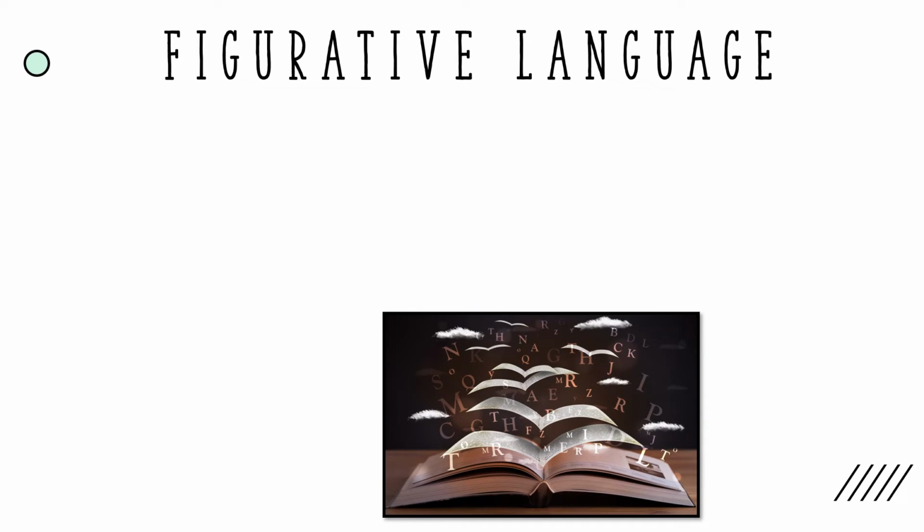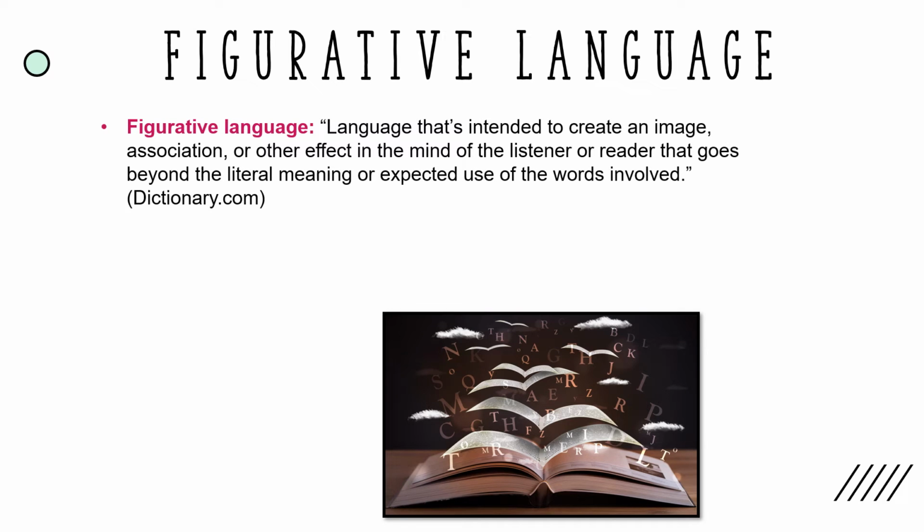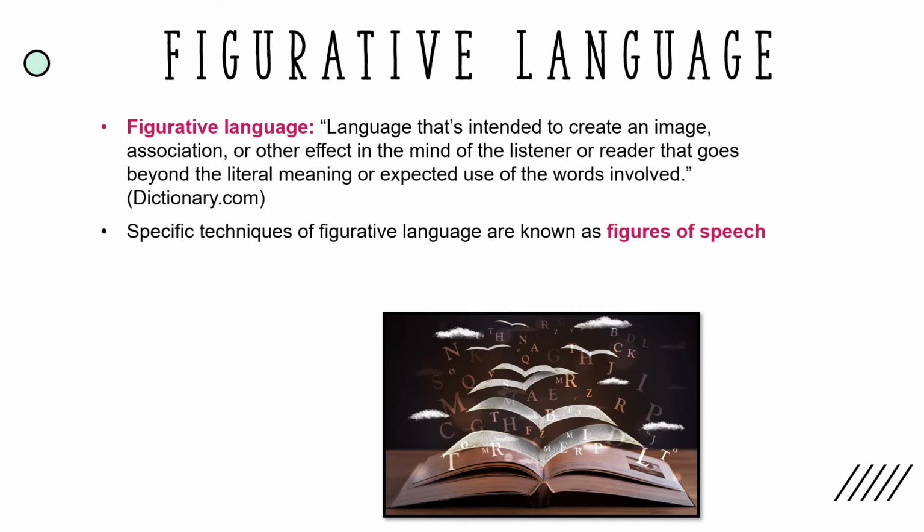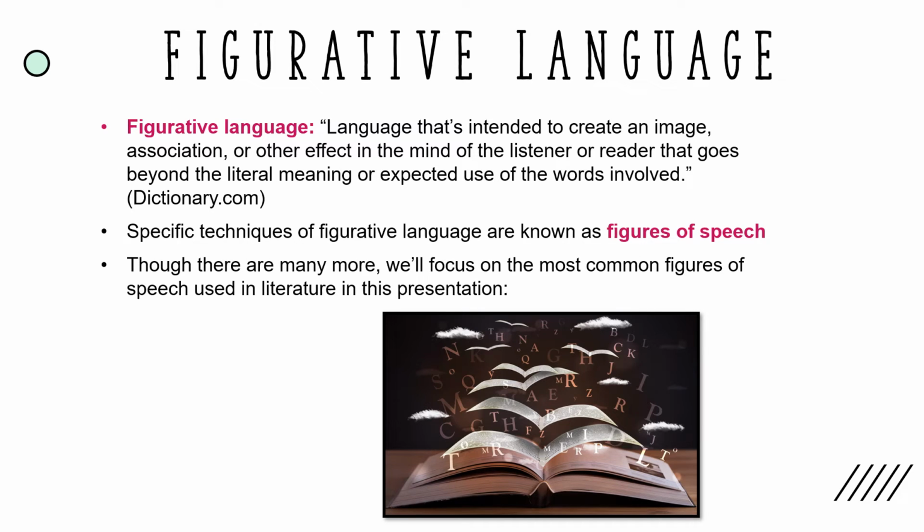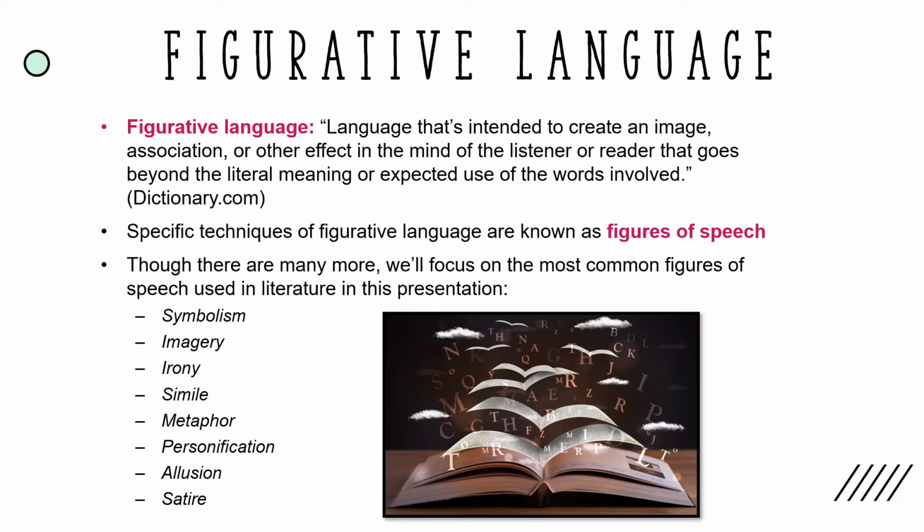Works of literature also use figurative language, or language that's intended to create an image, association, or other effect in the mind of the listener or reader that goes beyond the literal meaning or expected use of the words involved. Specific techniques of figurative language are known as figures of speech. Though there are many more, we'll focus on the most common figures of speech used in literature in this presentation: symbolism, imagery, irony, simile, metaphor, personification, allusion, and satire.